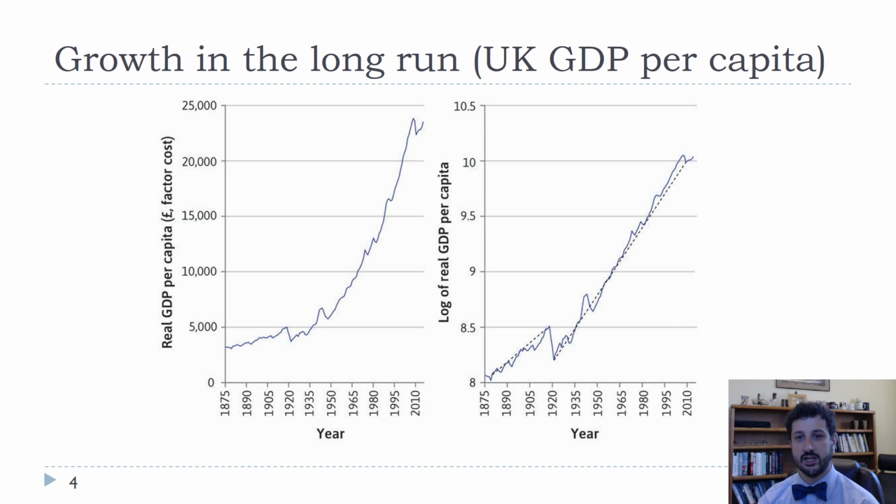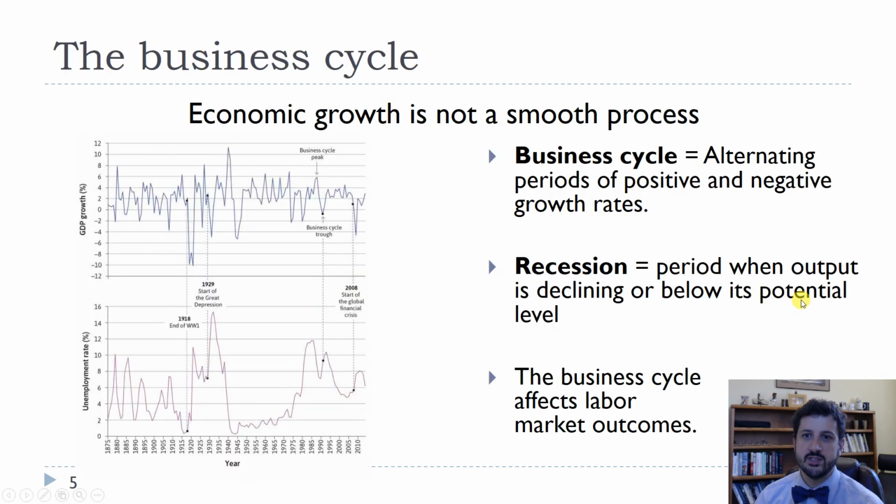If something is growing at 2% per year, then 70 divided by 2 is 35 years. And that's what we see in the UK since the end of World War I. And so GDP per capita in the UK and in a country like the United States has been doubling approximately every 35 years. So the business cycle is basically what happens in the ups and downs of the economy.